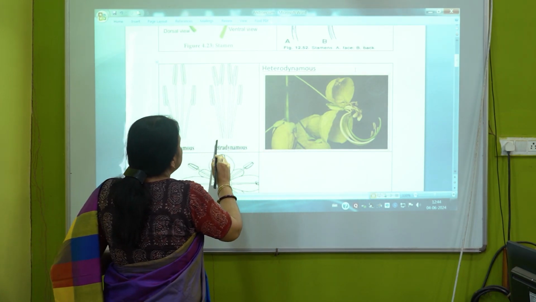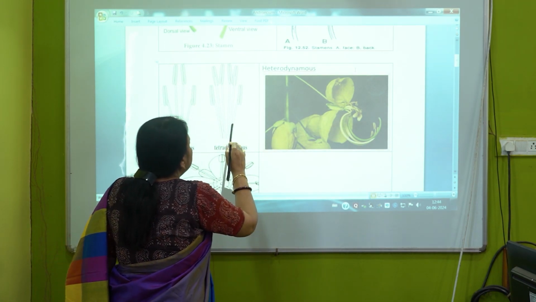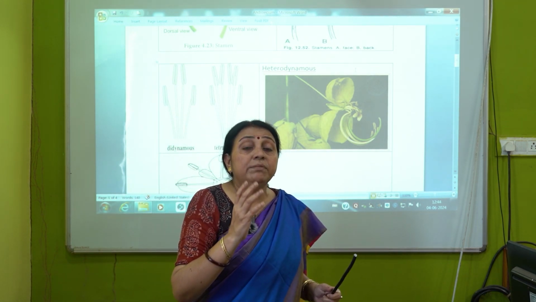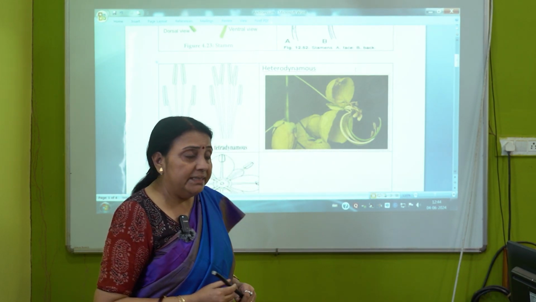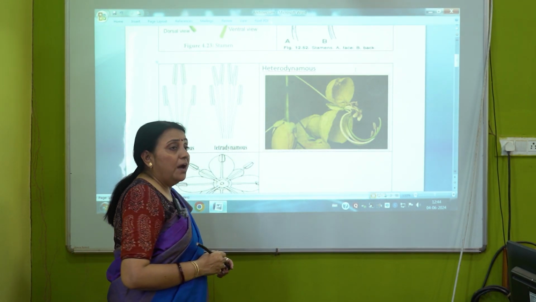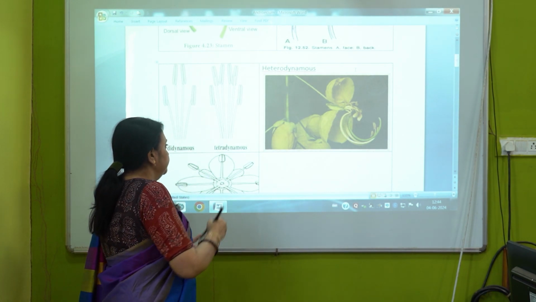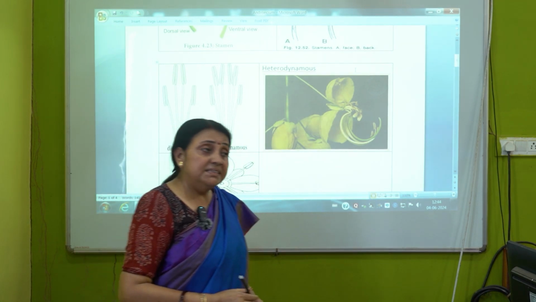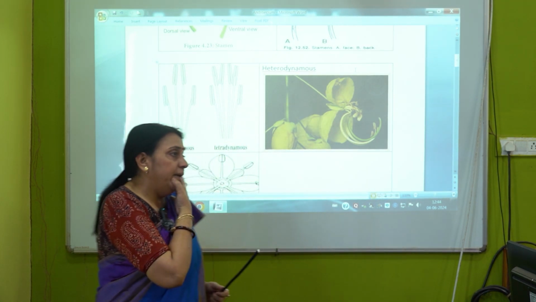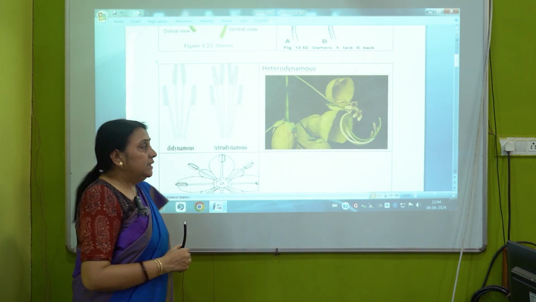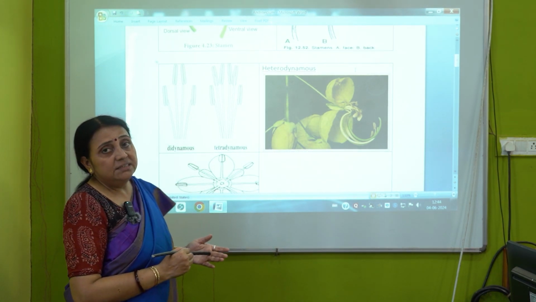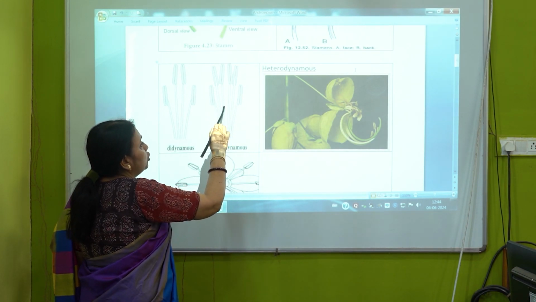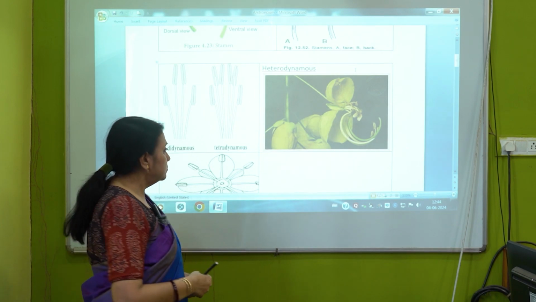Now, it is the tetradynamous type of the androecium. In this case, the number of stamens is 6, that is the 4+2 arrangement. That is, 2 are short and 4 are long, or vice versa. Actually, it is a characteristic feature in the case of the family Brassicaceae. It is a typical characteristic feature of the Brassicaceae family, and on the basis of the length of the filament, 2 are short and 4 are long, or vice versa.